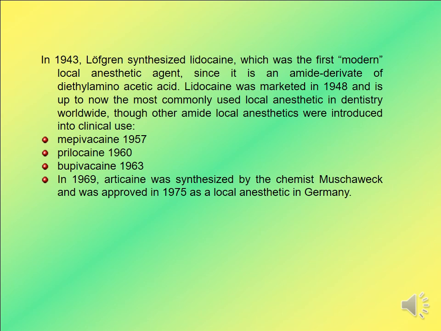The other local anesthetic agents: mepivacaine in 1957, prilocaine in 1960, bupivacaine in 1963. In 1969, articaine was synthesized by the chemist Koch and was approved in 1975 as a local anesthetic in Germany.